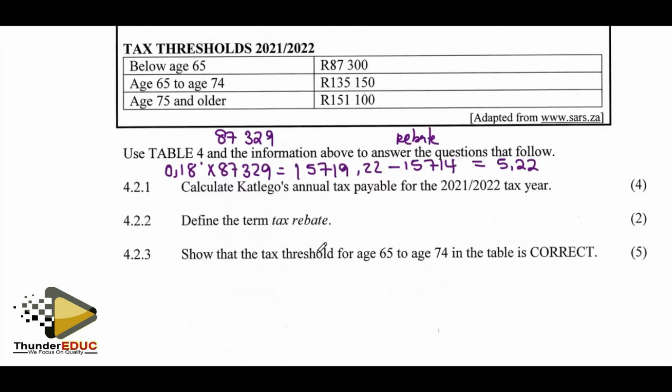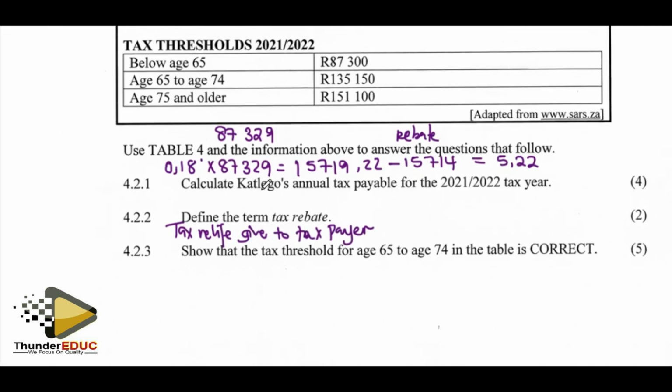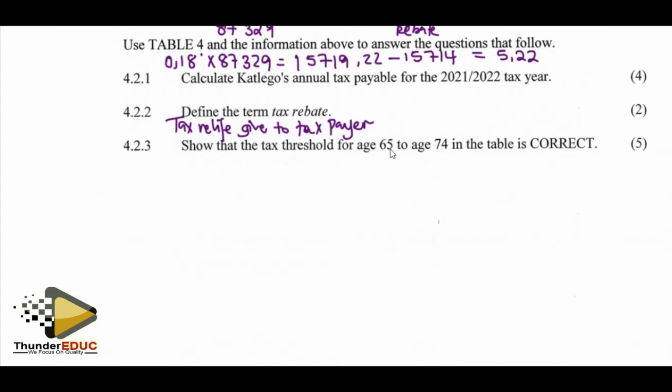Define the term tax rebate. It's a tax relief given to taxpayers according to their age. Show that the tax threshold for the 65 age group is correct.